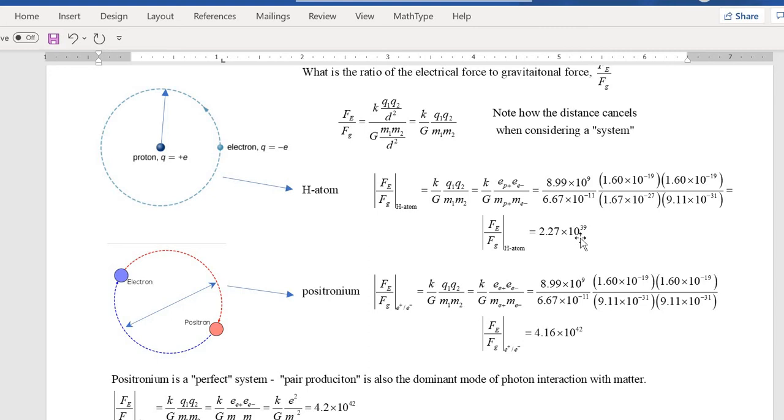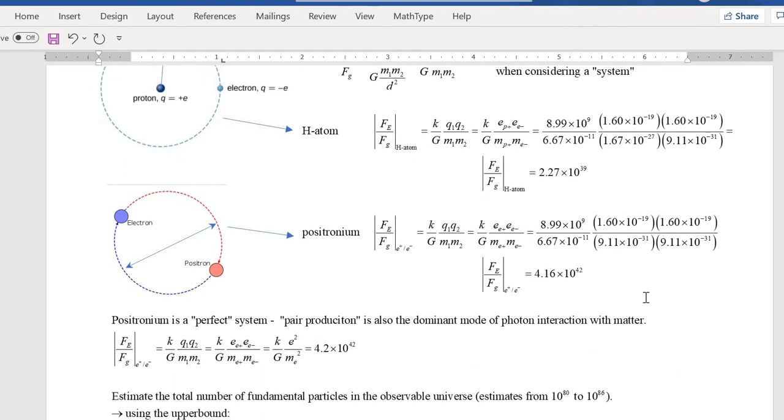So we see that the electric force in a system is about 10 to the 39 times greater. We say 39 orders of magnitude. Anytime you put 10 to the power, 10 to the 1 is 1 order of magnitude, 10 to the 2 is 2 orders of magnitude. We see that it's about 39 orders of magnitude greater than the gravitational force. So that explains why electrical forces are so much greater, and electrical forces are responsible for chemistry and for life, holding atoms and molecules together.